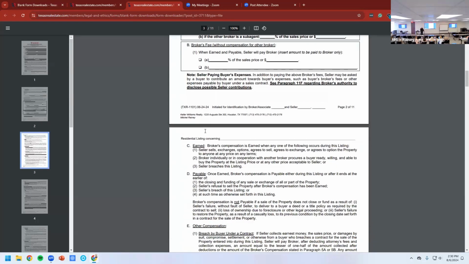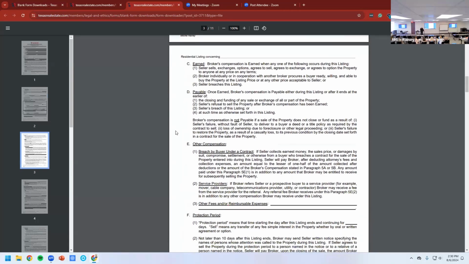Paragraph 5. C talks about when it's earned and then when it's payable. You know, when they enter into a contract to exchange, option, or agree to sell the property, either individually or in cooperation with another broker, or the seller breaches. It's payable at the closing and funding of any sale or exchange, seller's refusal to sell the property after broker's compensation has been earned, or seller breaches this listing or as set forth in the rest of this agreement. So that's telling them when it's earned and when it's payable.